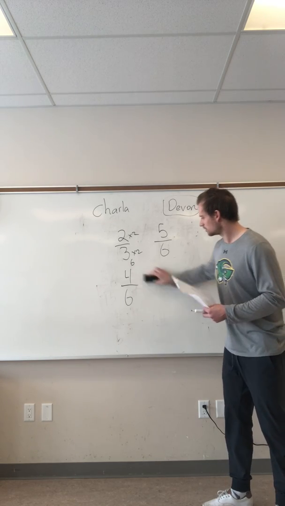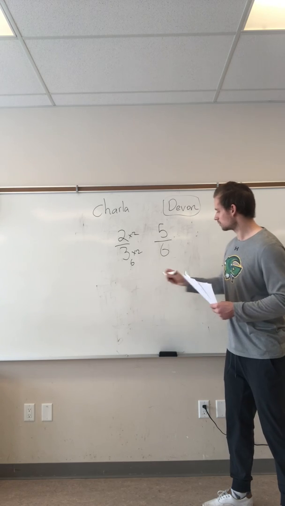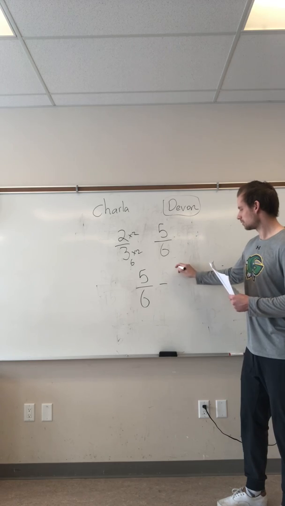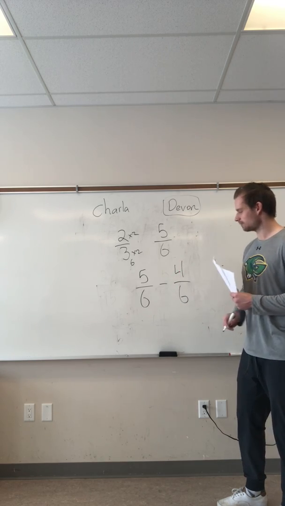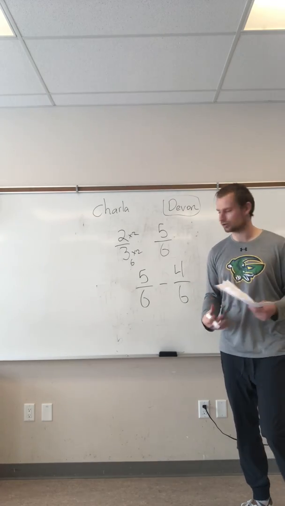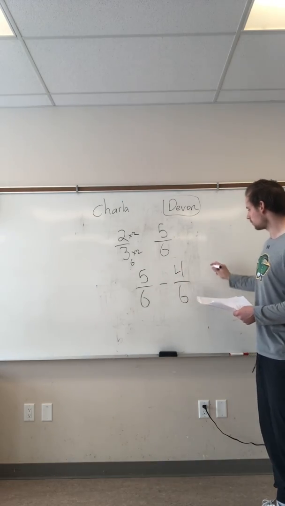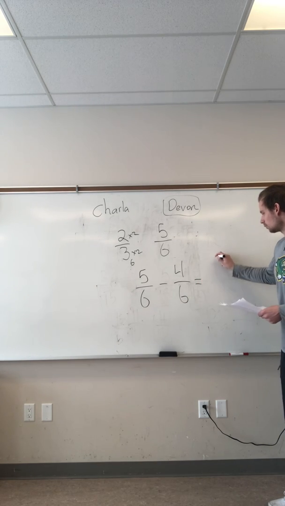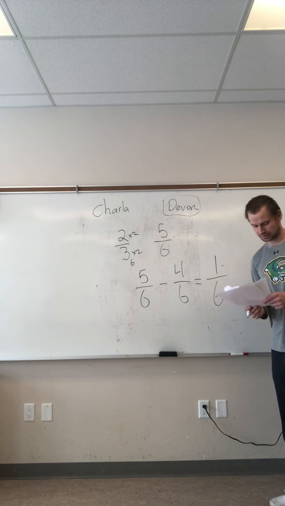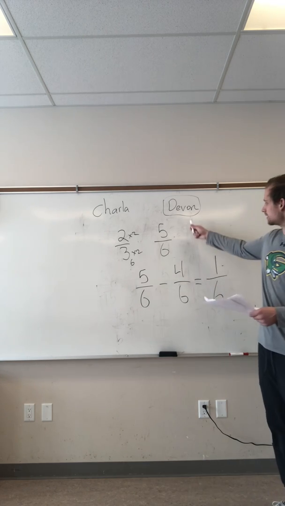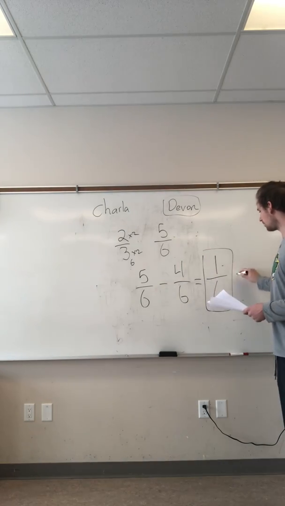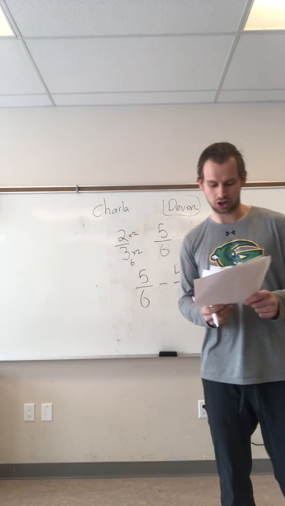So let's go Devin's time, which was 5/6, minus our 4/6, which was Charla's time. And we've already done everything. We've already found our common denominator. So now we can just subtract our numerators. 5 subtract 4 is 1. Carry your denominator of 6 over, 1 out of 6. So for how much longer did Devin play? Devin played for 1/6 of an hour longer than Charla.